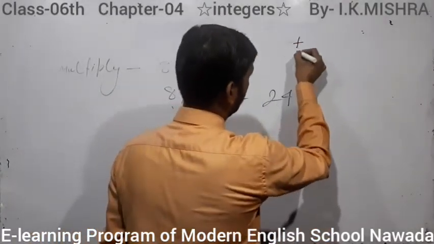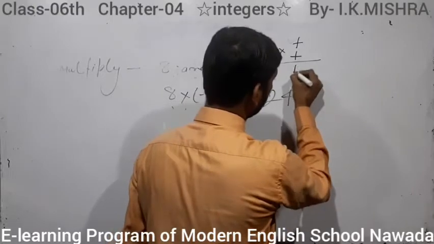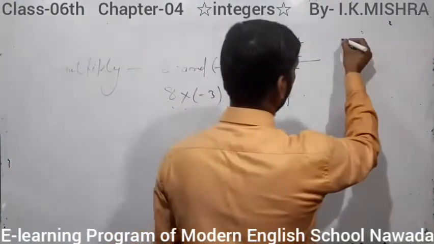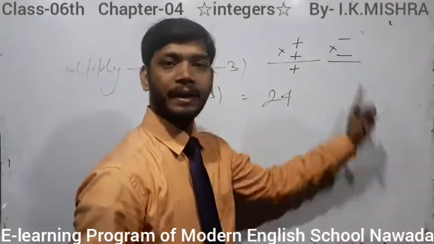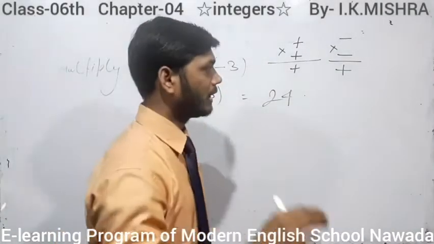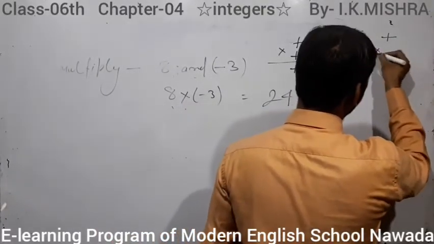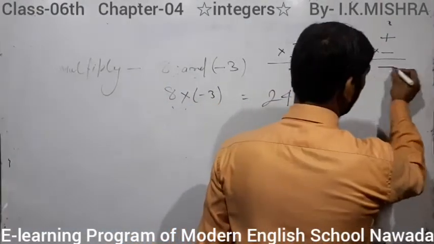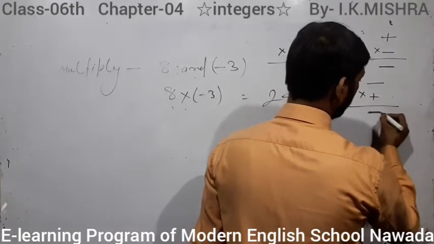Here plus and plus integers are multiplied. When plus and plus integers are multiplied, the result is plus. That means the result is positive. Always remember, when you multiply a negative integer and a negative integer, the result is also positive. I will give examples of all of this. When you multiply a positive and a negative integer, the result is always negative. And when you multiply a negative and a positive integer, the result is negative.